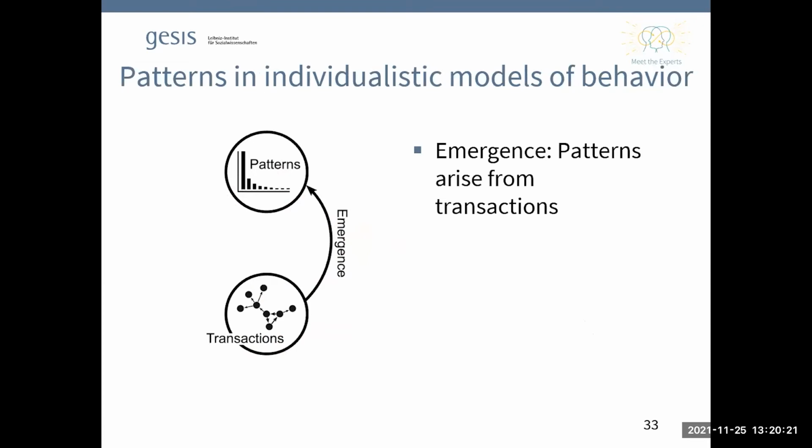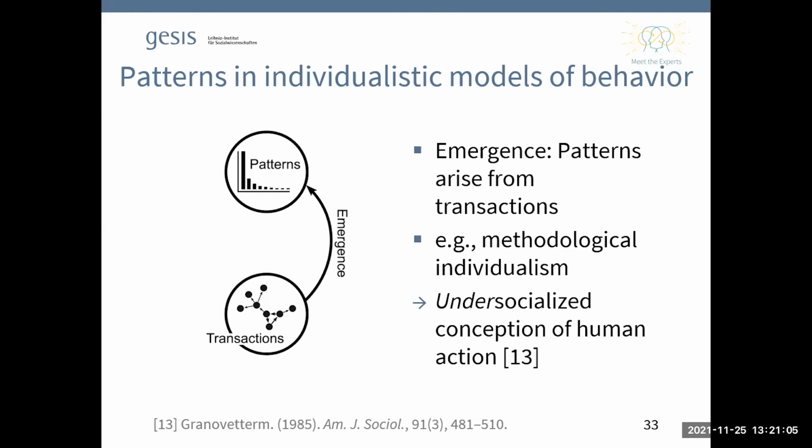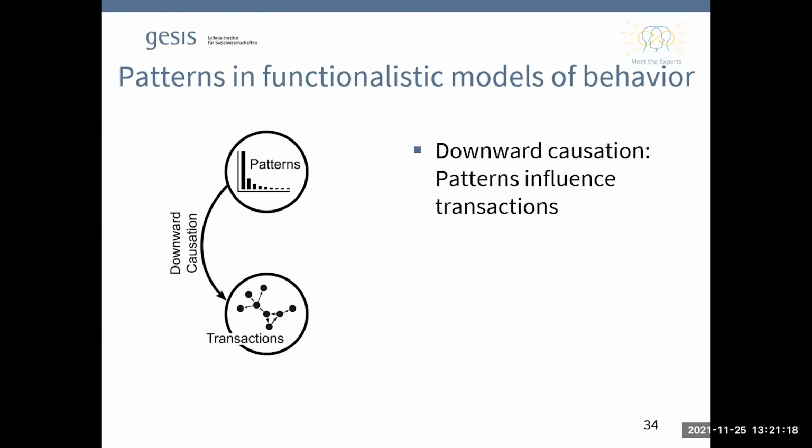Now moving over to the second application scenario, let's think about patterns in terms of different models of behavior. If we have an individualistic model, then the understanding would be that patterns emerge or arise from transactions. This would be, for example, the kind of thinking you encounter in methodological individualism. For example, rational choice, where you have actors having free will and behaving rationally according to their internal mental models, not taking into account the network structure. And Mark Granovetter has nicely characterized this as an under-socialized conception of human action, because network structure does not influence this behavior.